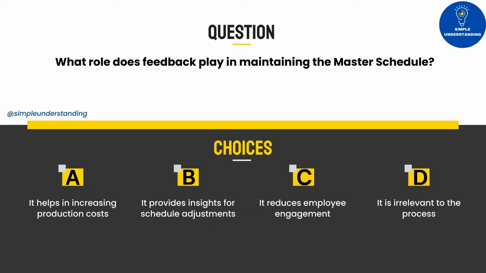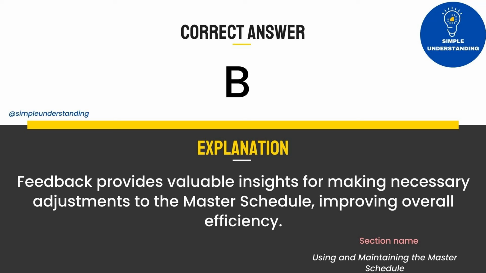9. What role does feedback play in maintaining the master schedule? A. It helps in increasing production costs. B. It provides insights for schedule adjustments. C. It reduces employee engagement. D. It is irrelevant to the process. Correct answer: B. Overall explanation. Feedback provides valuable insights for making necessary adjustments to the master schedule, improving overall efficiency.